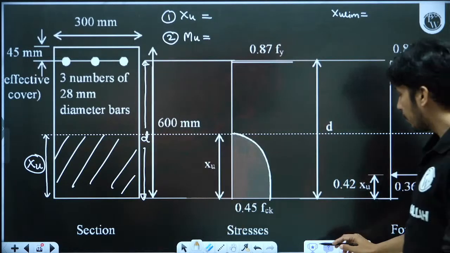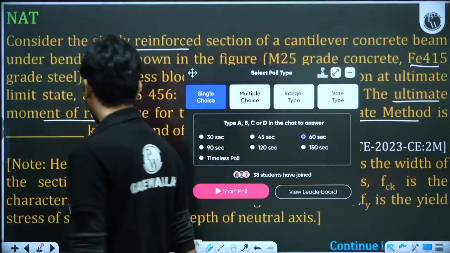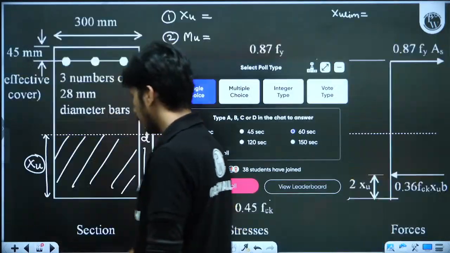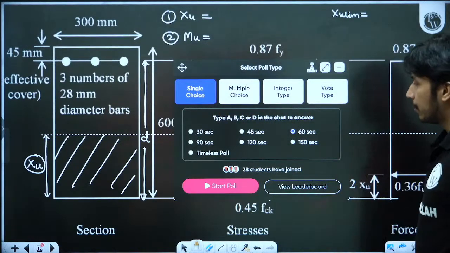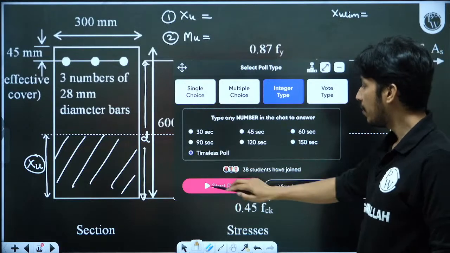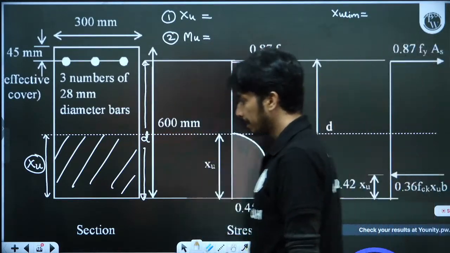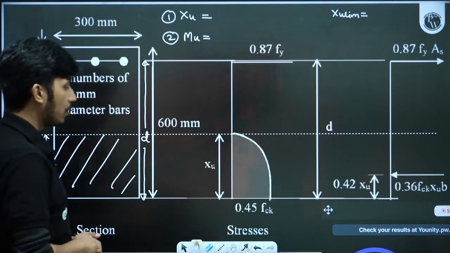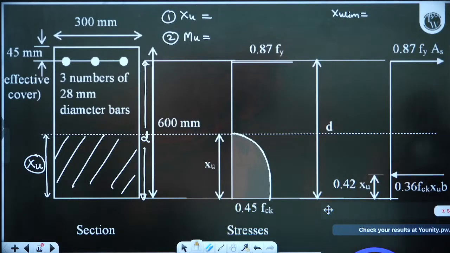So I'm creating the poll. This is the numerical answer type question. Give me the nearest integer. They're asking to round up to 2 decimal places. Okay, give me the answer rounded off to 2 decimal places. No issue. So I'm creating the integer type poll and giving you some time for this because you will be able to solve this question. You are getting each and everything. Quickly solve this.